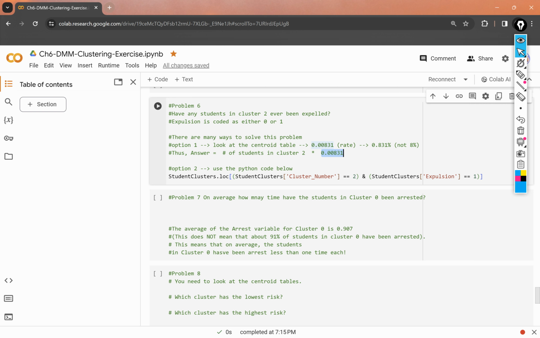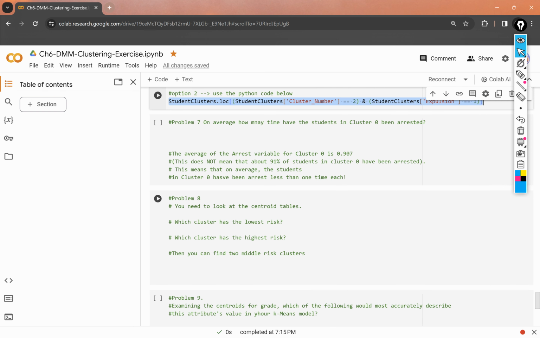Another way is you can use the Python code. I'm going to use a loc, and inside the loc, I'm going to use the Boolean expression: the cluster number is 2, and this is AND, and then the student cluster expulsion is equal to 1. Then you can find the number of students by executing this code. So there are two different ways you can solve this problem.